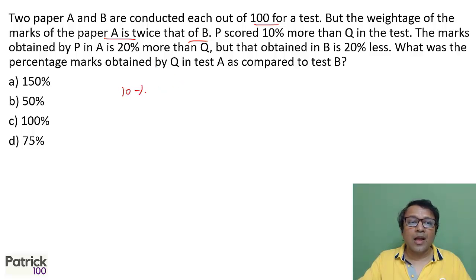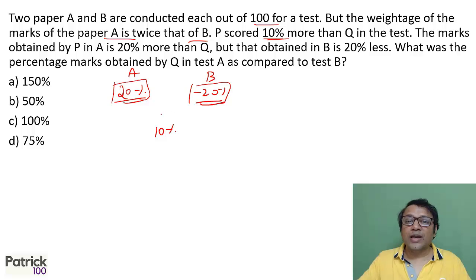Okay, and the marks obtained by P in A is 20% more than Q. So overall, he has scored 10% more than Q. In test A, it is 20% more. In test B, it is 20% less. So you're mixing two: one is 20% more and one is 20% less. You're mixing 20% more and 20% less to get an average of 10% more. Right? Because on average, P scored 10% more than Q.